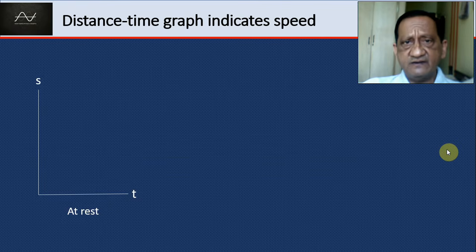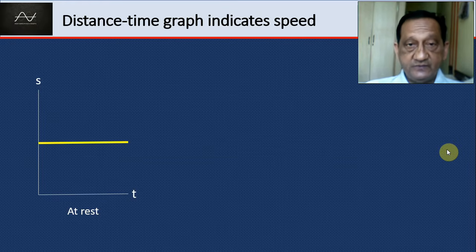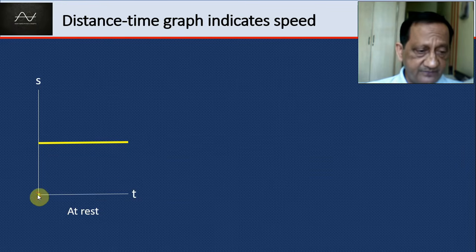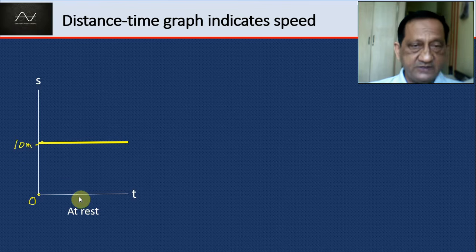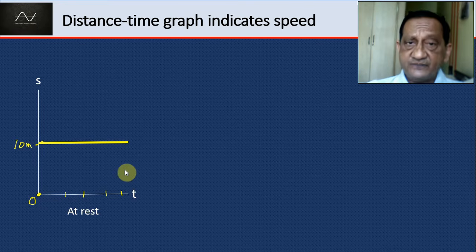Suppose a body is at rest. And remember, every motion is with respect to some reference point, with reference to some origin. So if it is at rest, then the distance from that origin never changes. It will be a straight line like this. Whatever is the position, say it was 10 meters away from the origin when the time was zero. But as time increases, the position does not change. This is at rest, right?